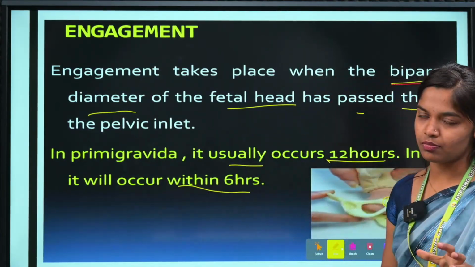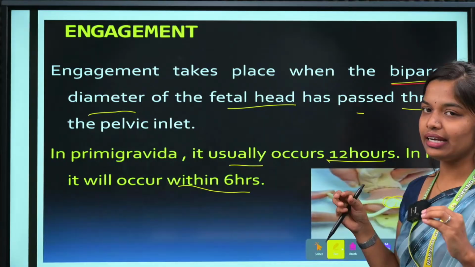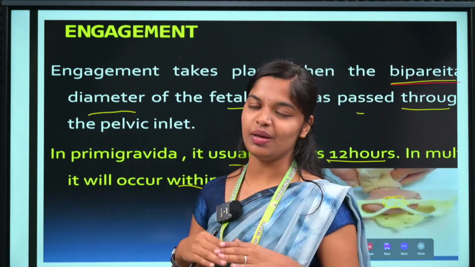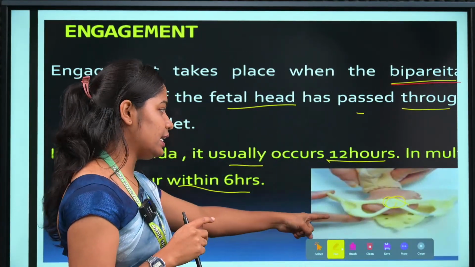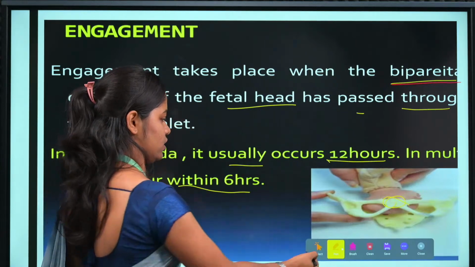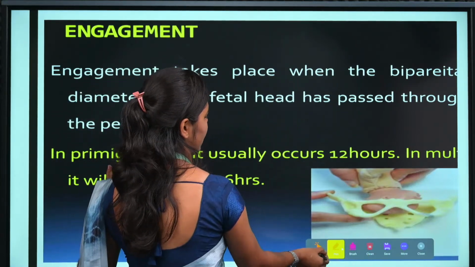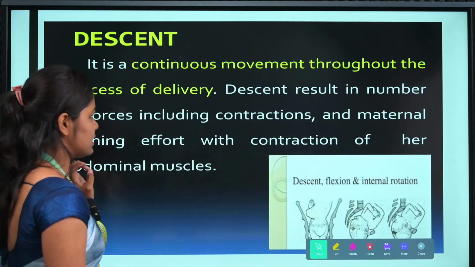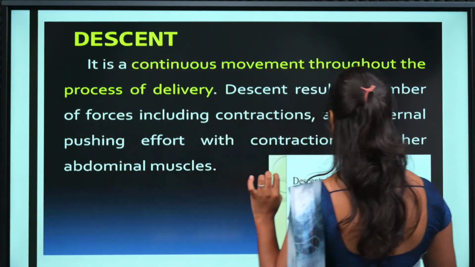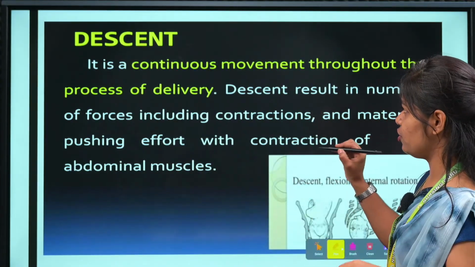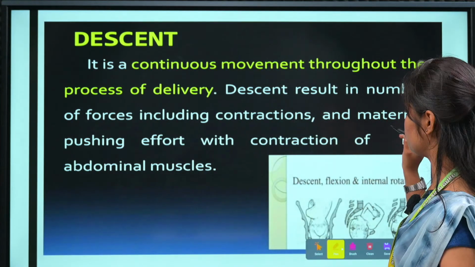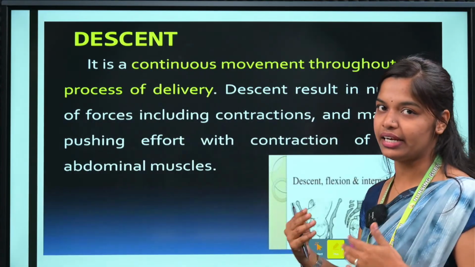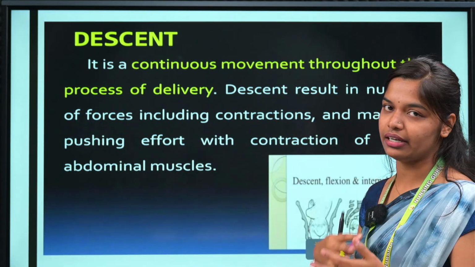Engagement means the biparietal diameter of the fetal head will pass through the pelvic inlet. We call that engagement. This is the first stage of the mechanism of labor. In the second stage, descent. Descent is a continuous movement throughout the process of delivery, until the complete delivery of the baby. Until then, there will be descent.